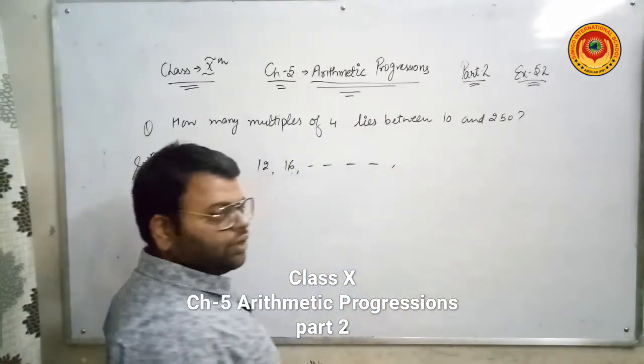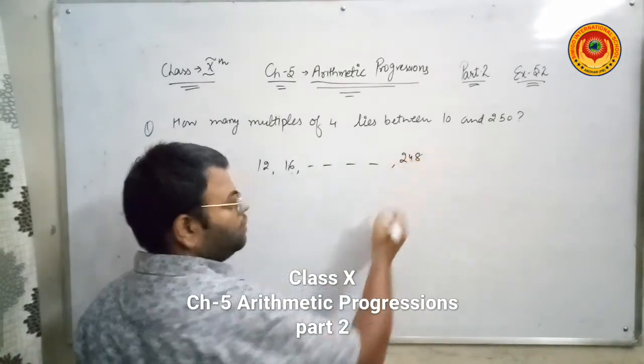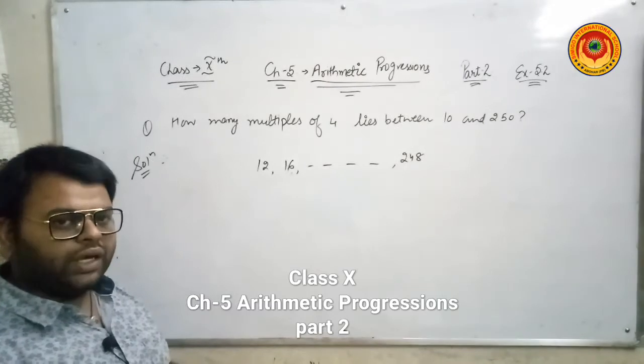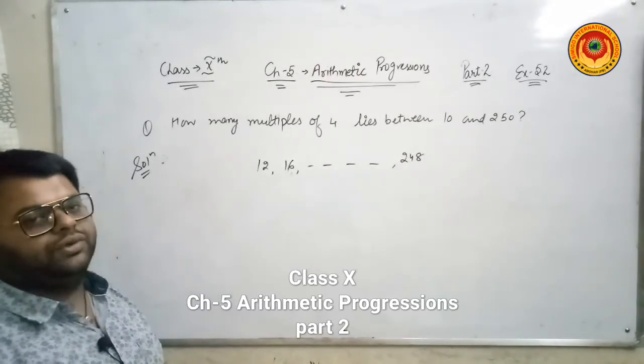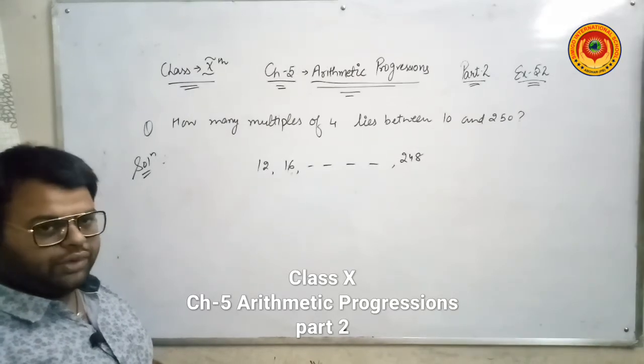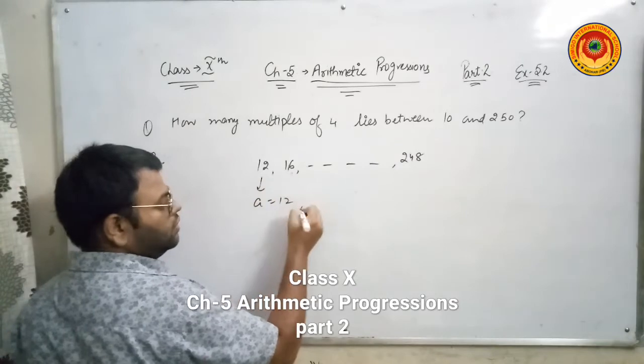Is 250 divisible by 4 or not? No. 249 no. 248 yes. You have to check whether it is divisible by 4 or not, whether it comes in the table of 4 or not. 250 is not divisible by 4, so it will not come. After that 249 no. 248 yes. So what's your first term? 12. What is your D?